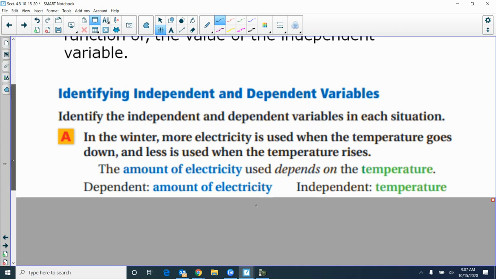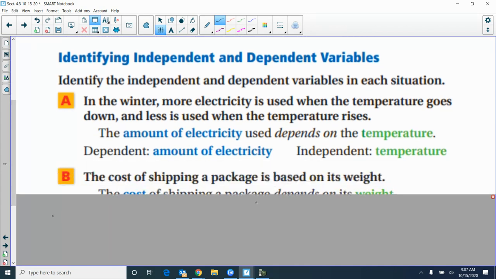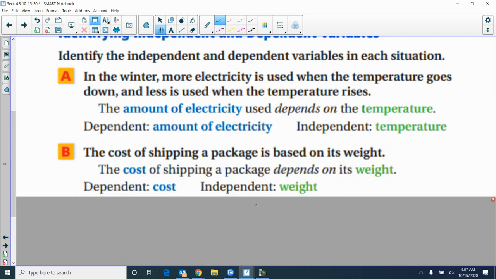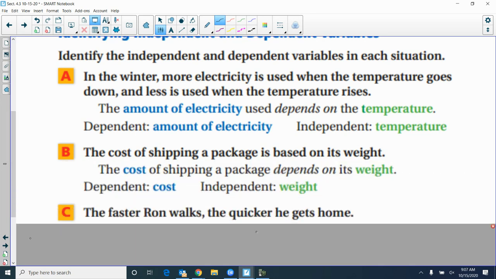So which one depends upon the other? So think about this one. The cost of shipping a package is based upon its weight. You have weight and you have cost. Which one depends upon the other? Cost depends on the weight. The more the weight is, the higher the cost. So the dependent is cost, independent is weight.